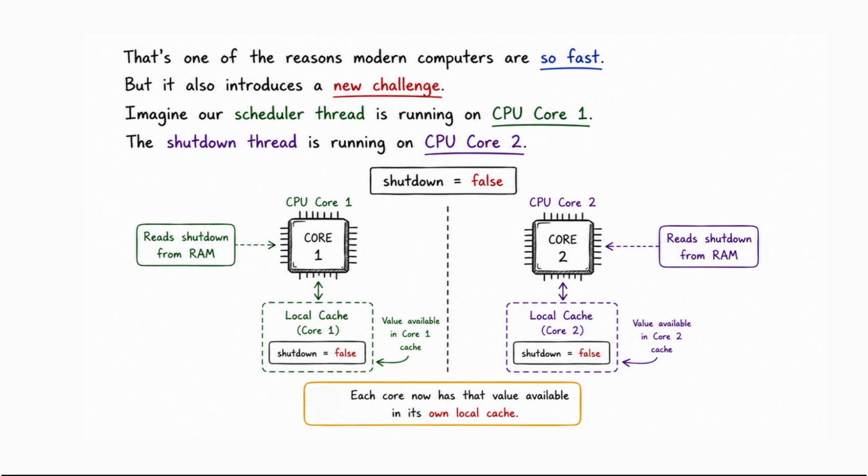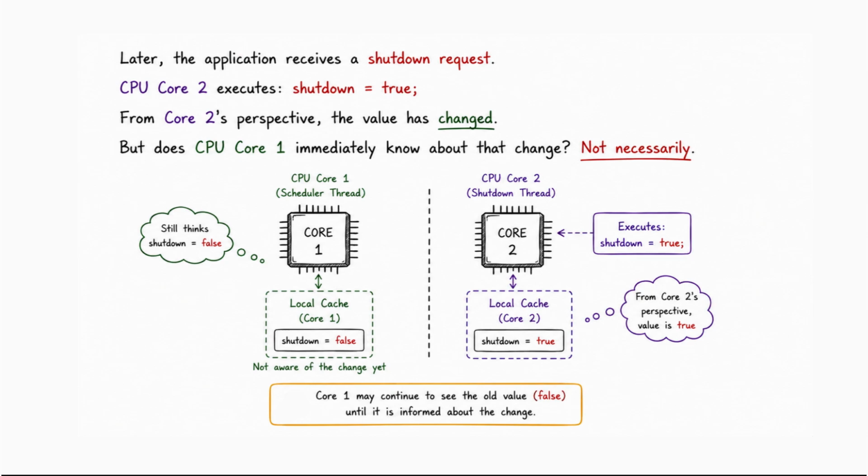Imagine our scheduler thread is running on CPU core 1. The shutdown thread is running on CPU core 2. Initially, both cores read the initial value of shutdown, which is false. Each core has that value available in its own local cache. Later, the application receives a shutdown request. CPU core 2 executes that request and updates the value of shutdown to true. From core 2's perspective, the value has changed, but does CPU core 1 immediately know about that change?